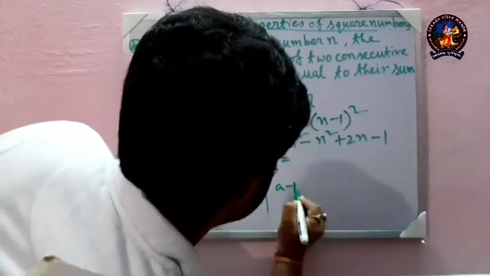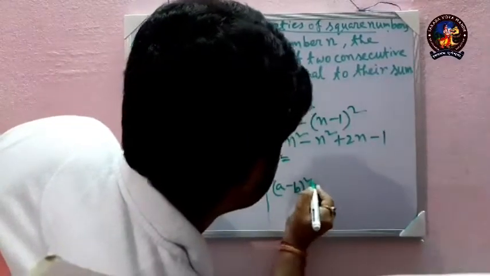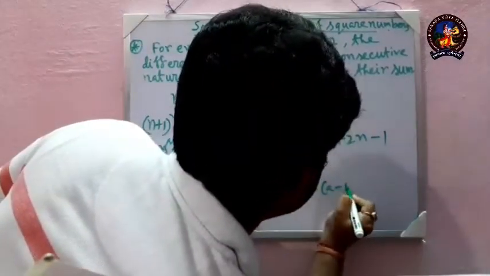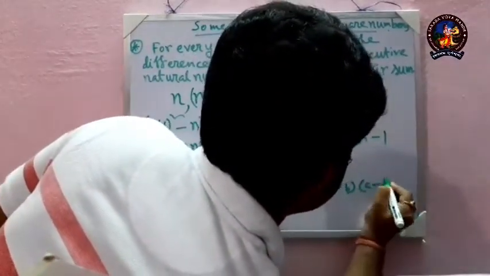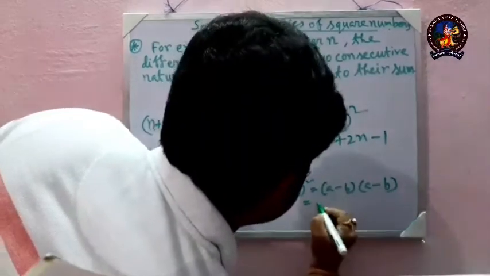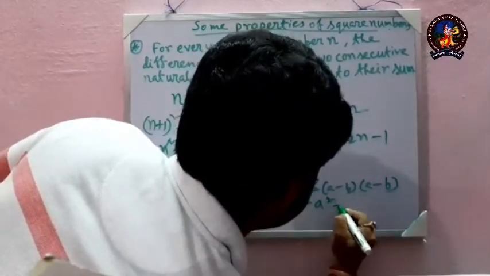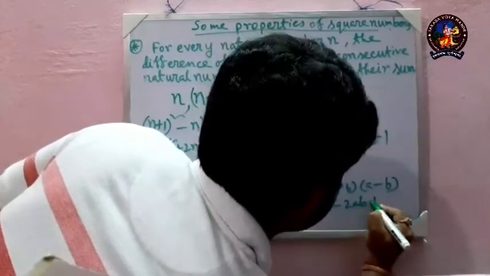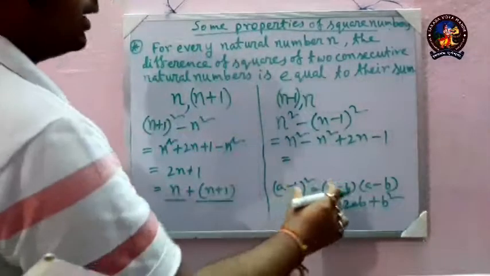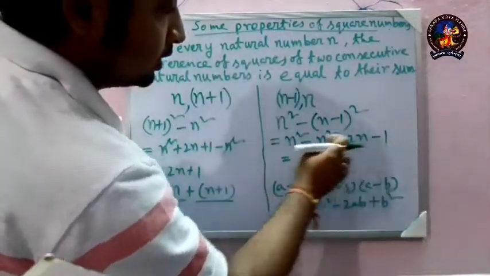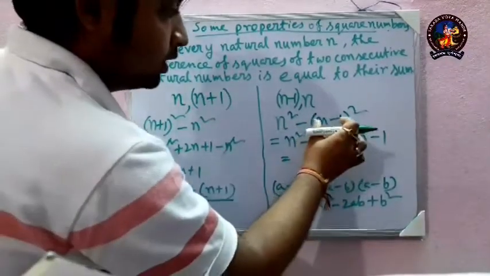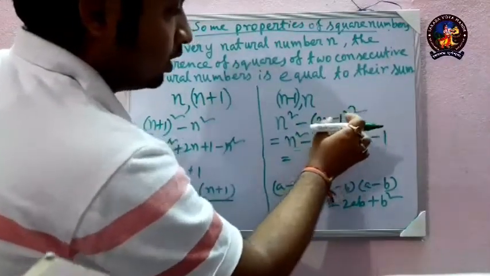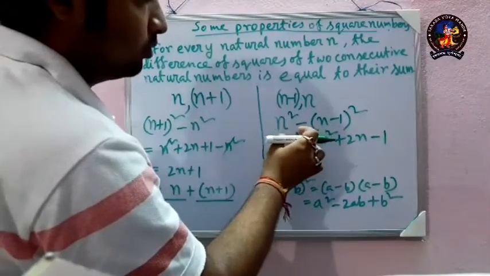(a minus b) whole square means (a minus b) into (a minus b). This implies a square minus 2ab plus b square. I have applied this formula here. You can check it. Okay, I have broken this (n minus 1) whole square and I have multiplied this minus with this bracket.